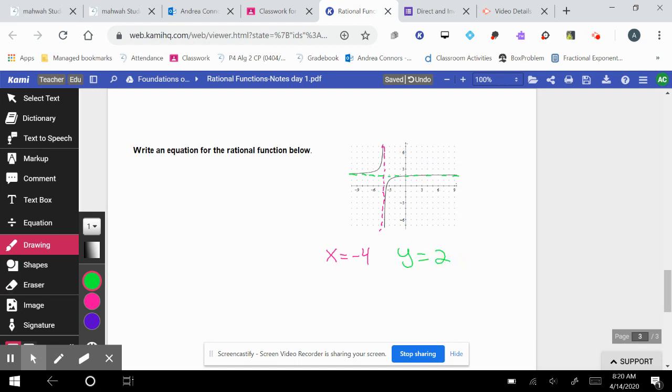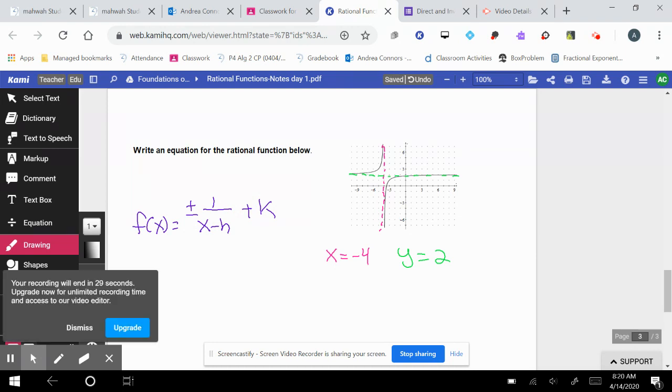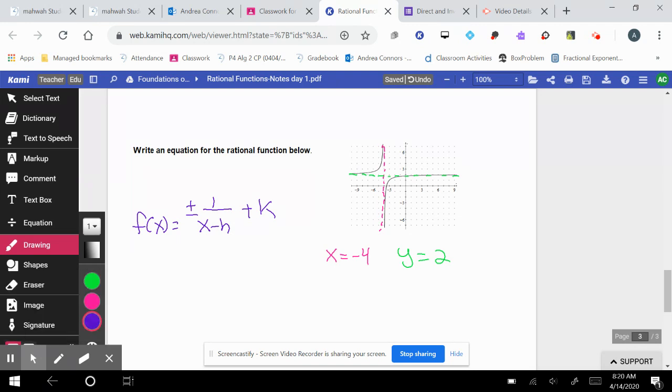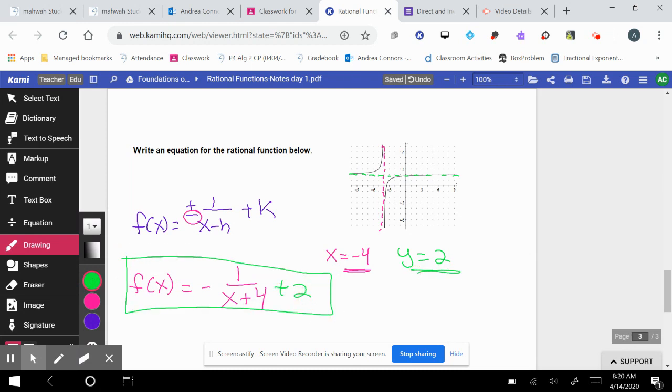So remember, this is your parent function. F of x equals plus or minus 1 over x minus h plus k. And it's not plus or minus, meaning you have both, you pick one. So if you guys see that this is going down over time, you know that it's going to be negative. So it's f of x equals -1 over x. Evil inside makes that +4. And that 2 is just +2 on the outside. And that is how you write an equation from the graph.